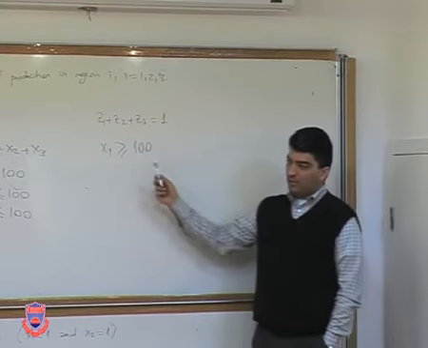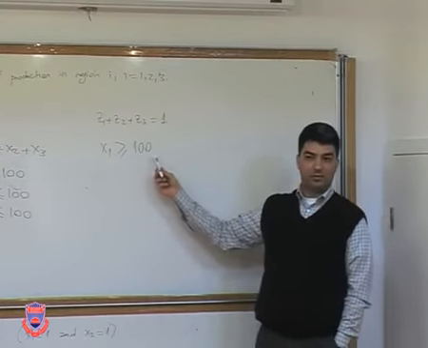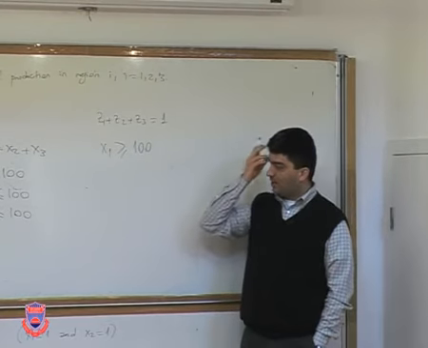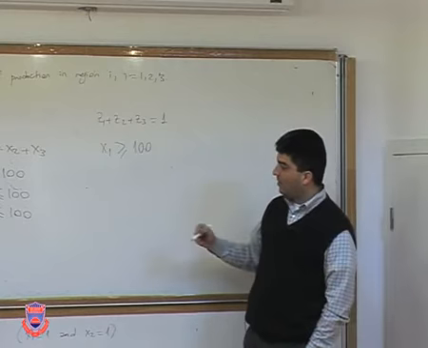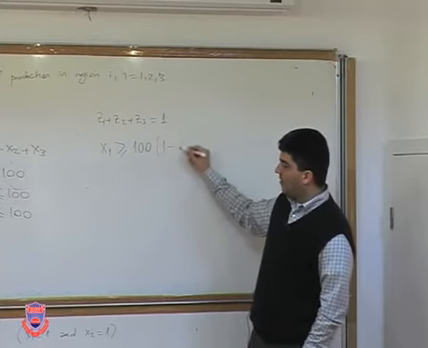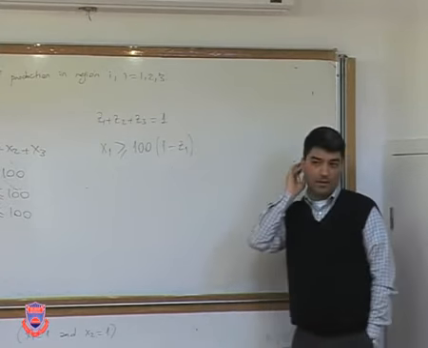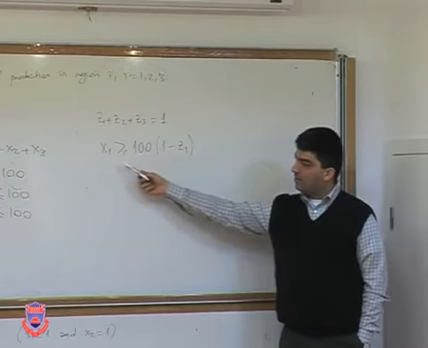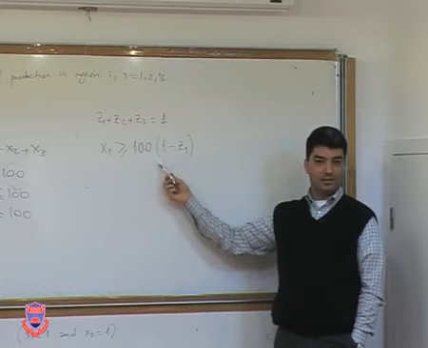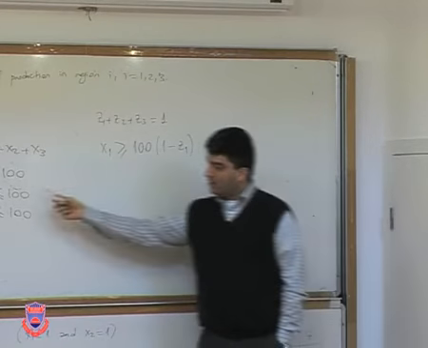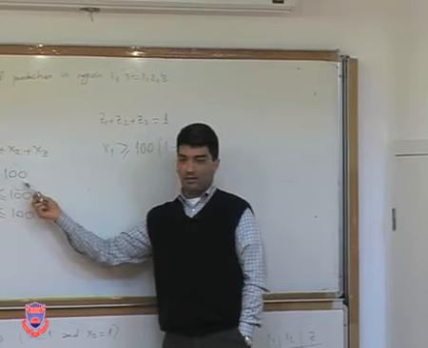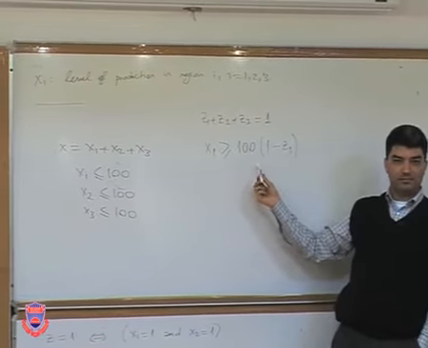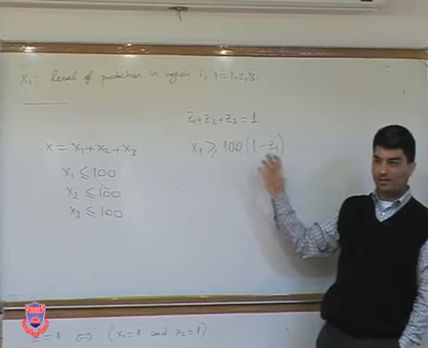If Z1 is equal to 0, then I want this to be true. And how can I enforce this? What does this do? Well, if Z1 is 0, then this says that x1 has to be at least 100. This one says that x1 cannot be more than 100. And if I combine the two, then x1 has to be equal to 100, right? Does everyone see that?